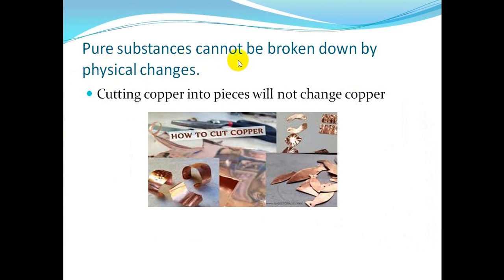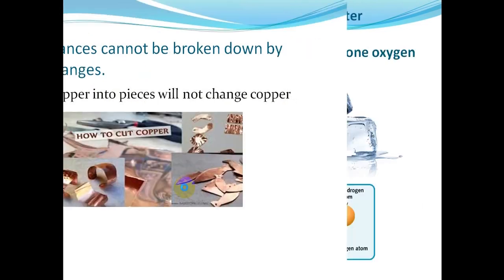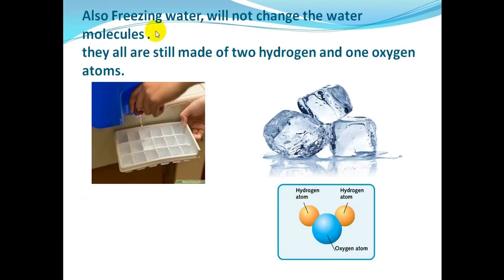Pure substances cannot be broken down by physical changes. The pure substance, like elements and compounds, if you cut them into smaller pieces, this will not change the substance into a new substance. So cutting the copper into pieces will not change the copper. It will stay copper but with different shapes. Also freezing water. When we freeze the water compound, it will not change the water molecules.